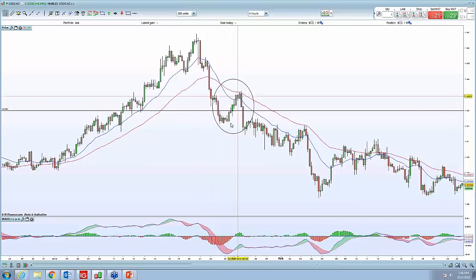Okay, so for me there's no change of trend. So what I'm looking out for is if the market bounced up.